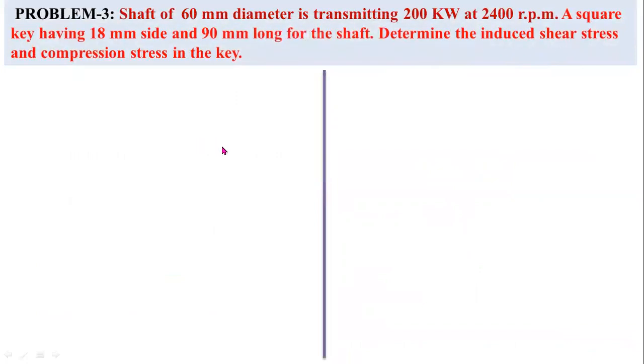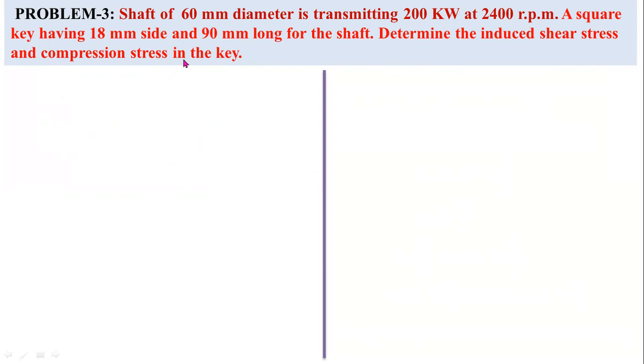Now coming to another example problem. A shaft of 60 mm diameter is transmitting 200 kilowatts at 2400 rpm. A square key having 18 mm side and 90 mm long for the shaft. Determine the induced shear stress and compressive stresses in the key.